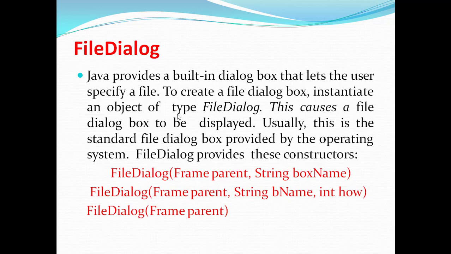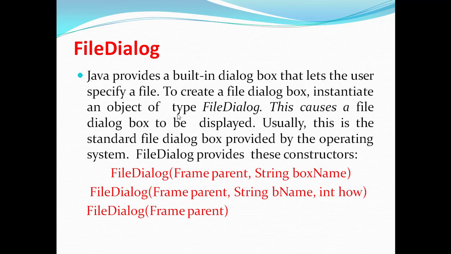Java provides a built-in dialog box that lets the user specify a file. To create a file dialog box, instantiate an object of type FileDialog. This causes a file dialog box to be displayed. Usually, this is a standard file dialog box provided by the operating system. And FileDialog also provides a number of constructors.